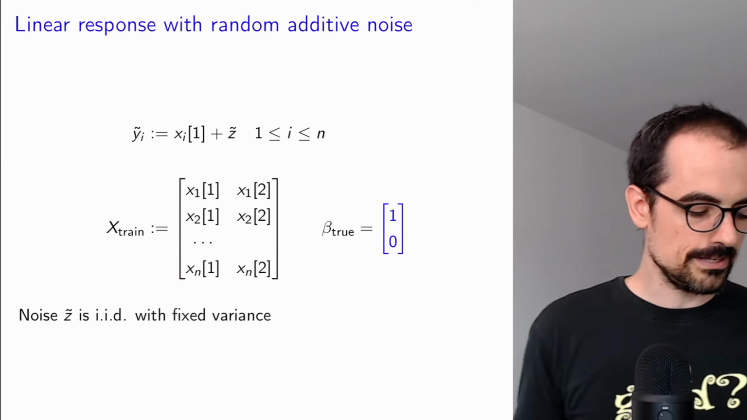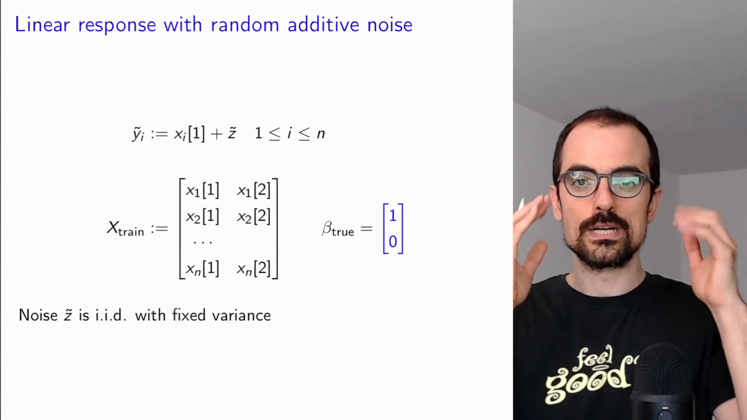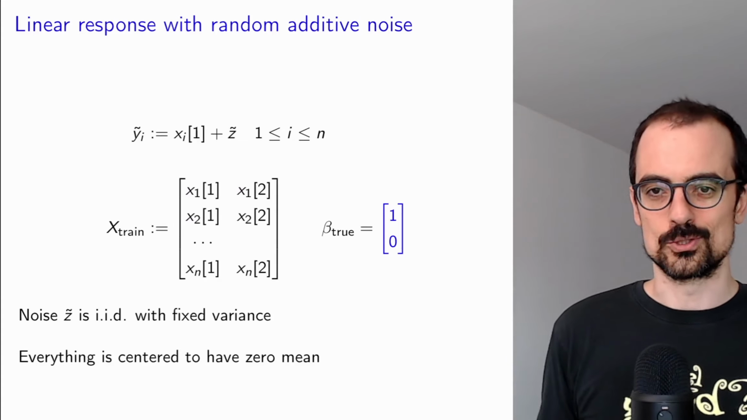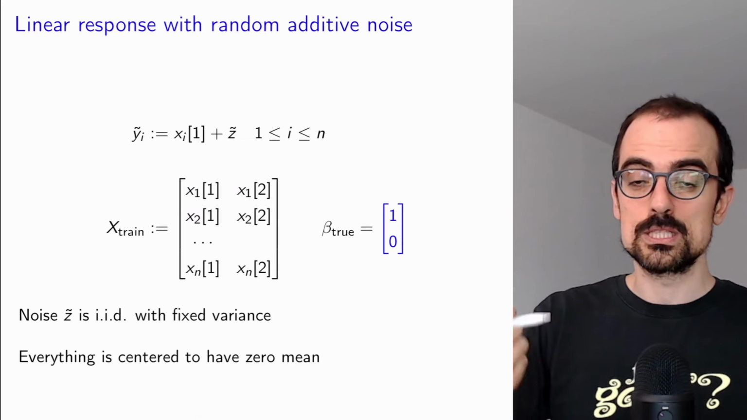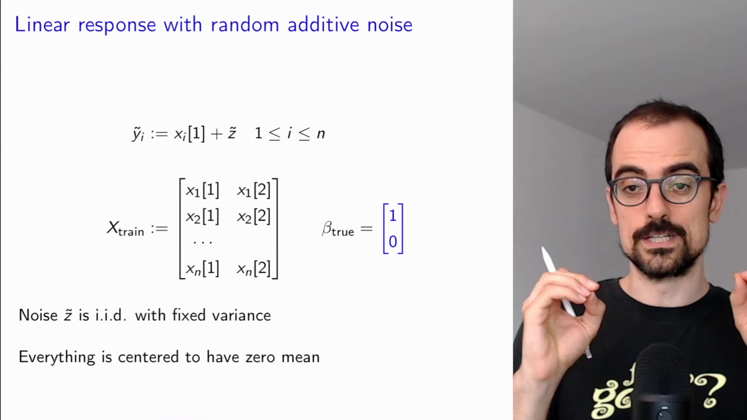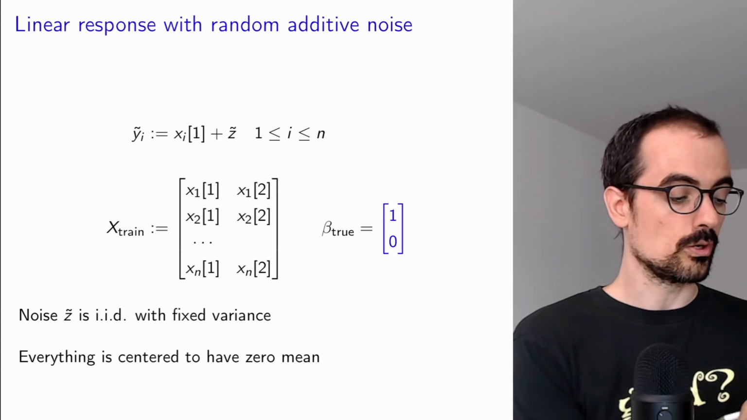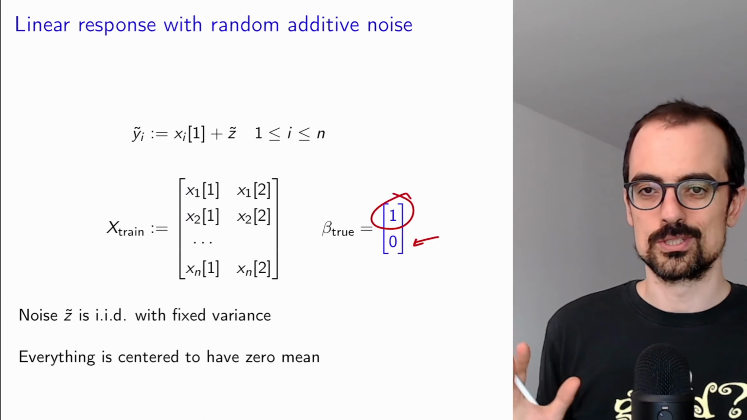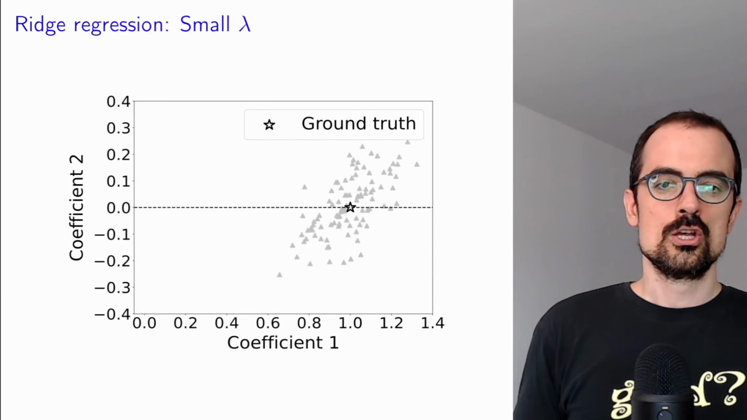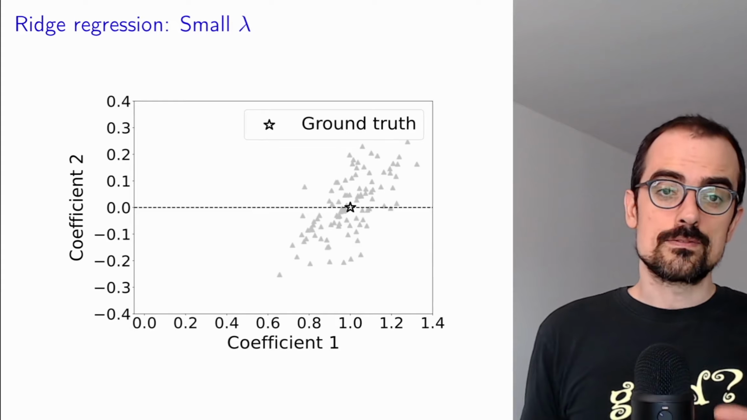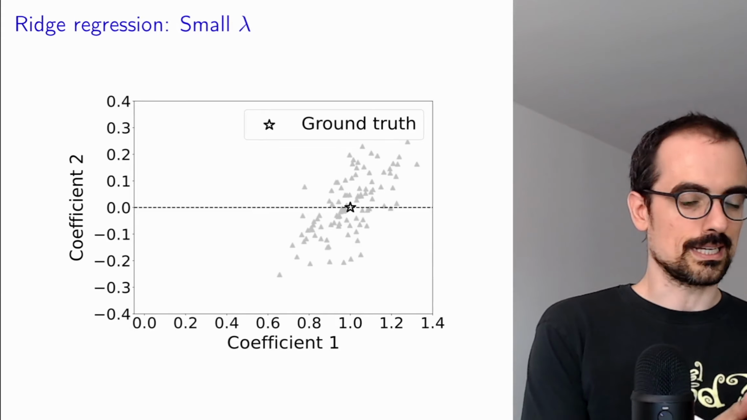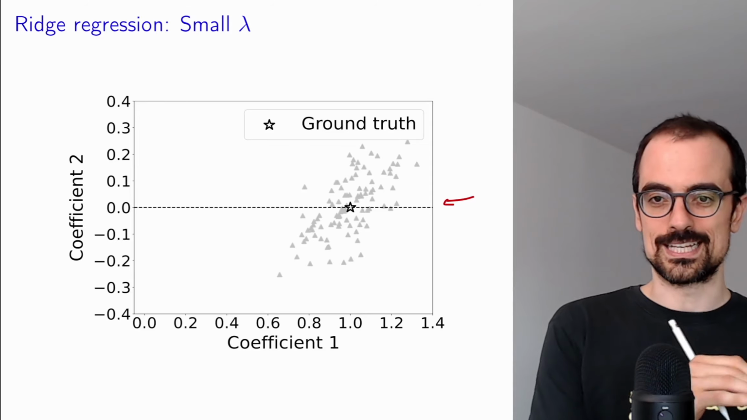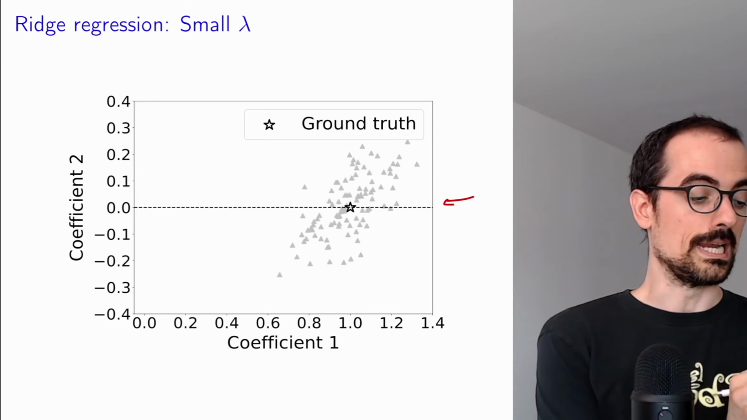So now what happens if we sample this noise Z that has fixed variance? And let me remind you that everything is centered to have 0 mean. So we sample the noise over and over again, and we look at the coefficients. We would want the second coefficient to be 0, and the first one ideally to be as close to 1 as possible. So when we apply ridge regression at first, notice that the second coefficient is plotted here. So we would want the estimates to be on that line. They're definitely not when lambda is small.